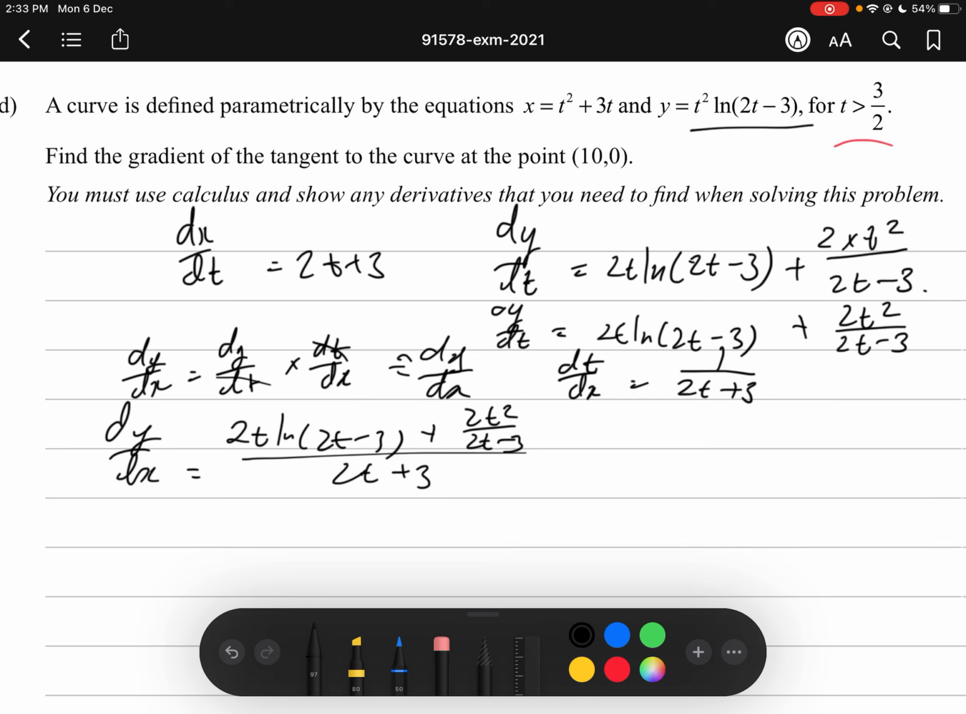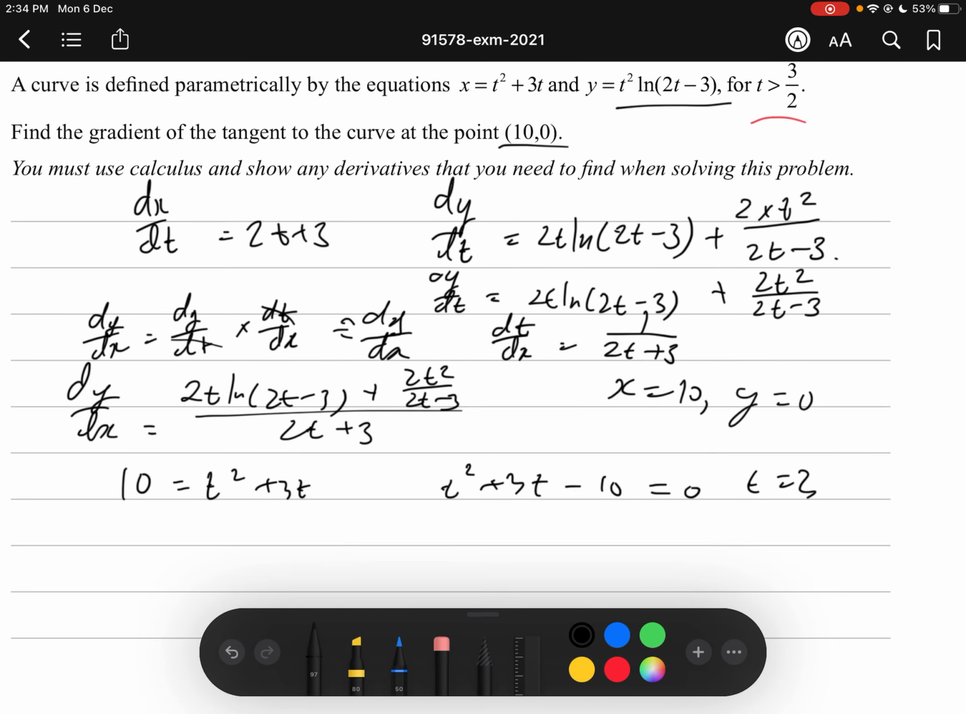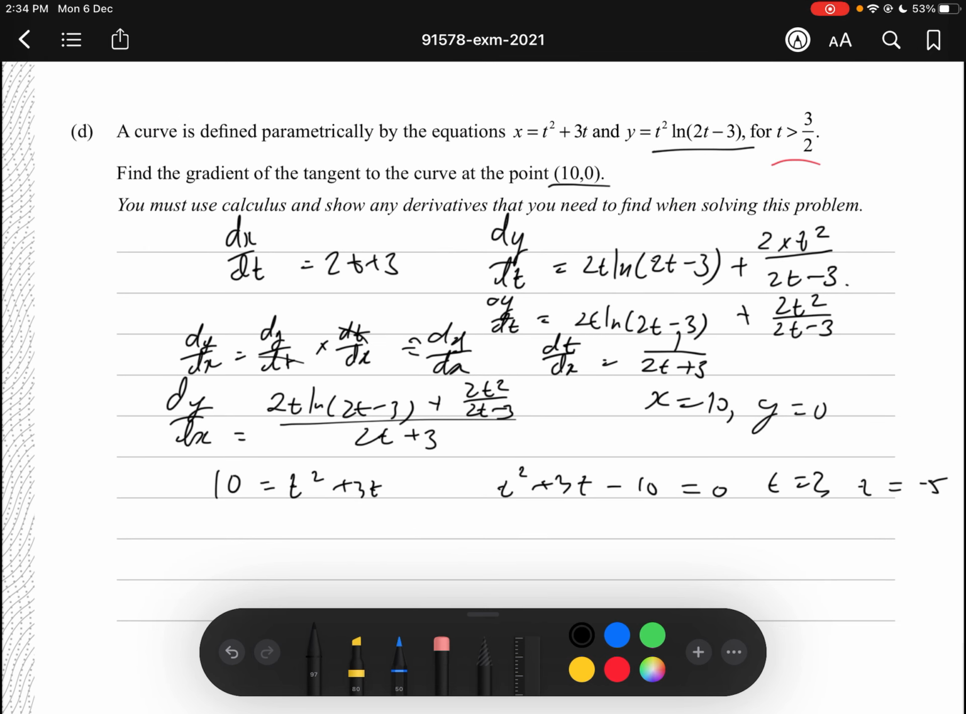Alright, so now we need to find the t value in order to find the gradient at the point (10, 0). At the point we have x equals 10, y equals 0. To find the t value we can plug in x equals 10. So we have 10 equals t squared plus 3t, and now t squared plus 3t minus 10 equals 0. That will give us t equals 2 and t equals negative 5. Since t is greater than 3 over 2, we eliminate the t equals negative 5 value, and we're just going to use t equals 2.